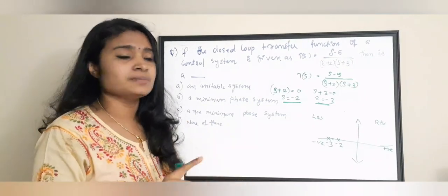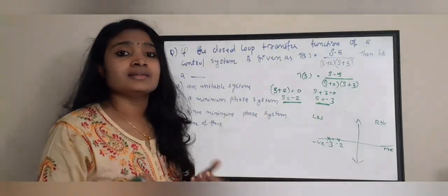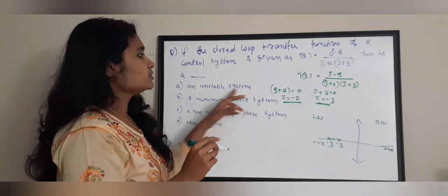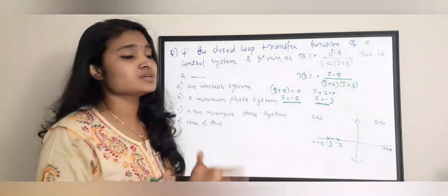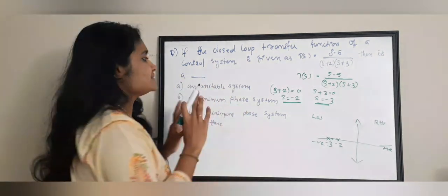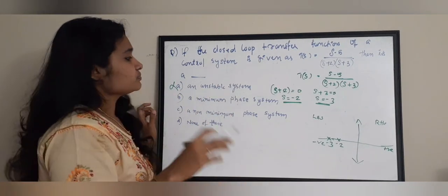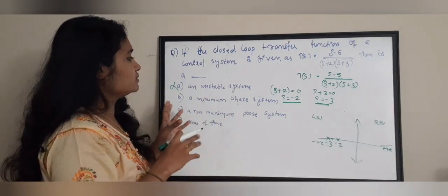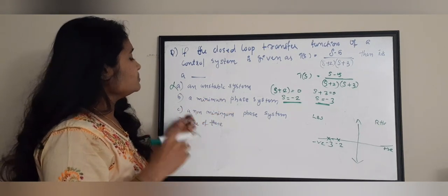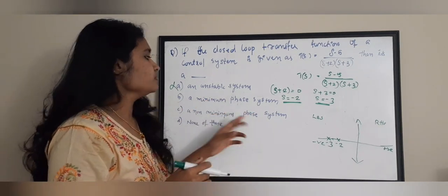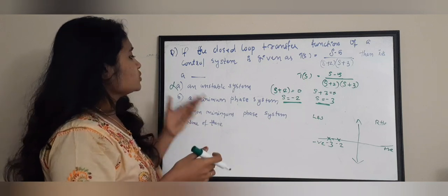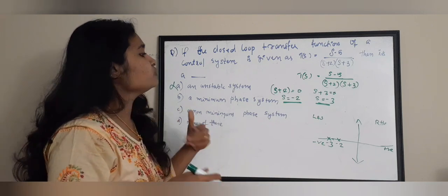Yes, the system is stable because both the poles are negative. So option A is not right, because the system is not an unstable system. So just cut off this option A. Now what is given in option B? Option B is a minimum phase system. Option C is also related to option B, a non-minimum phase system.